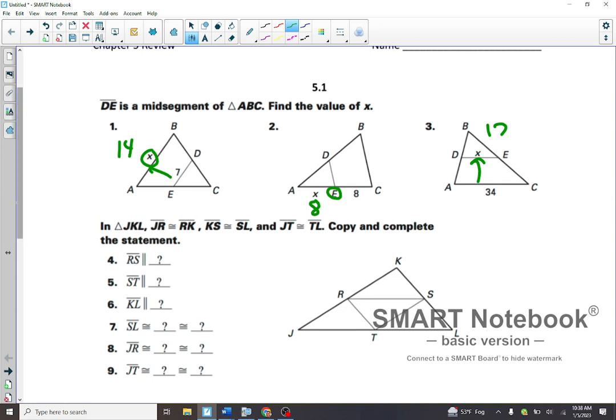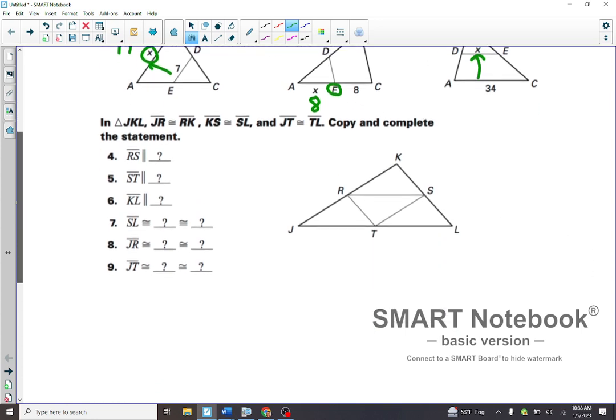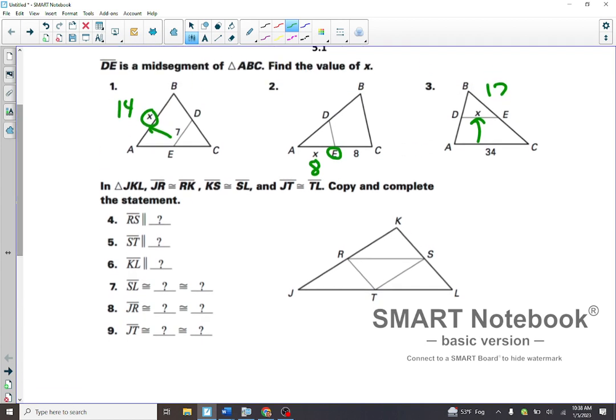All right. Next one. JKL is a triangle where all of these are parallel and mid-segments. Can you draw the line so I know what they're going to look like? Yeah, sure. So this is going to be equal to this. That's going to be equal to this. This is going to be equal to this.